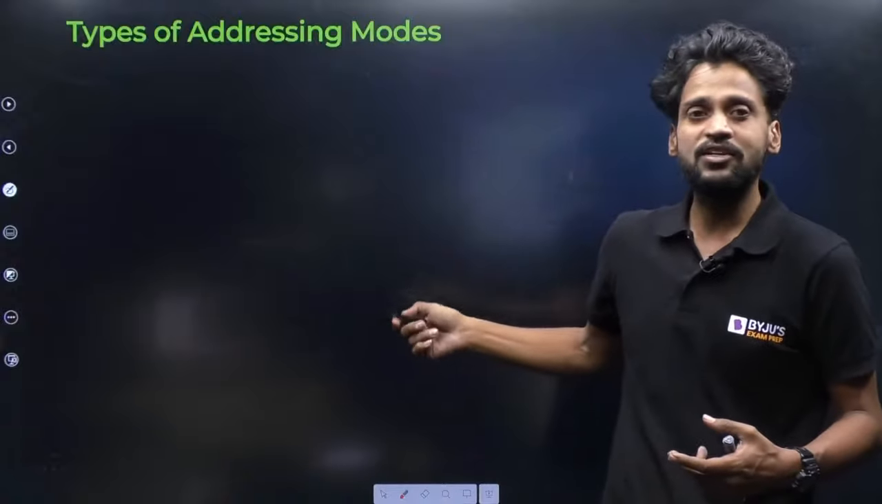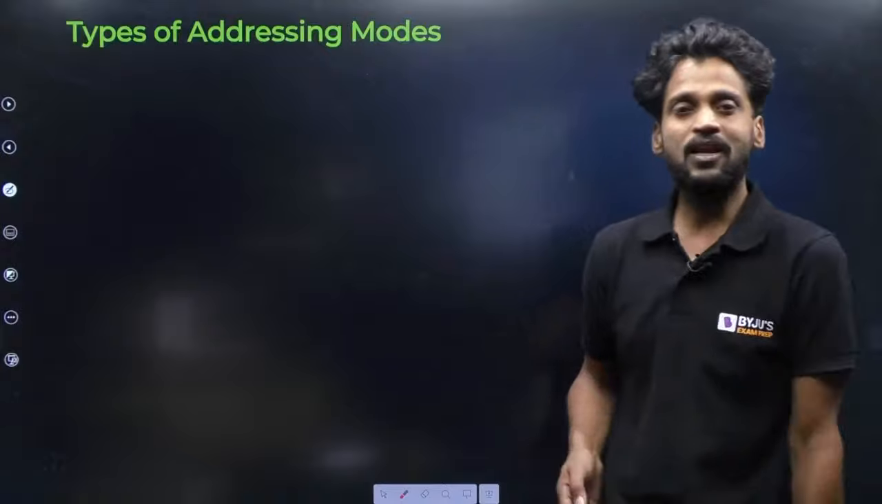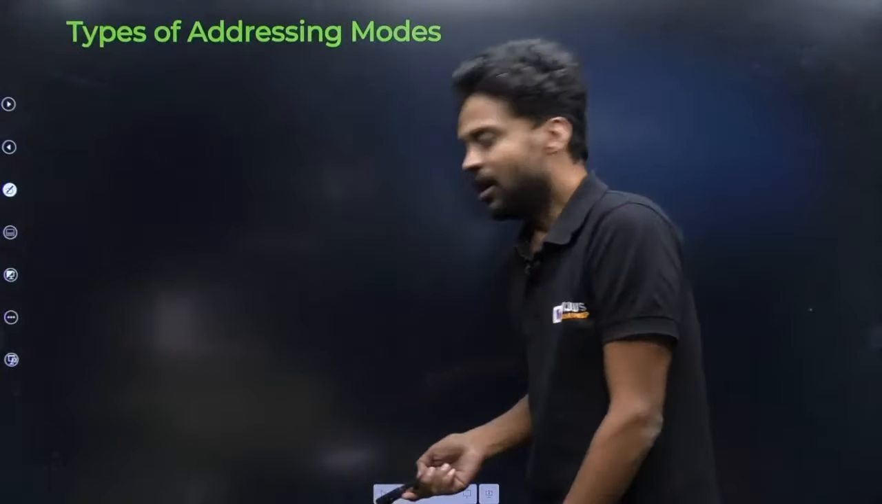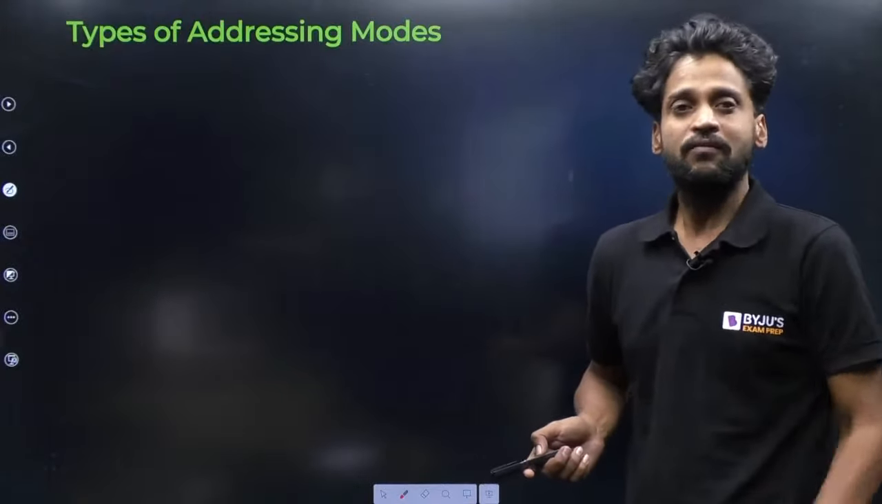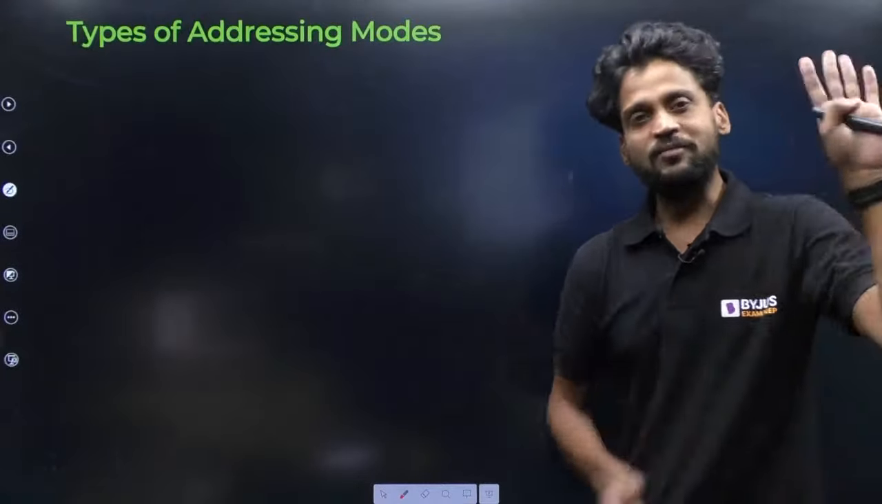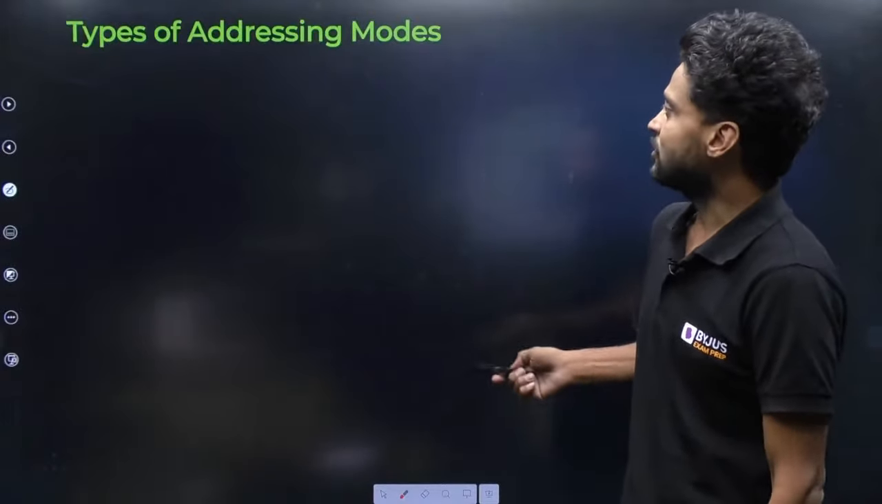Now if you can understand these addressing modes, we have one more step ahead. Now let us talk about these addressing modes. Altogether, I am going to talk about 11 to 12 addressing modes. And when you understand them, we are done. CPU design is almost done. Okay, let us start.